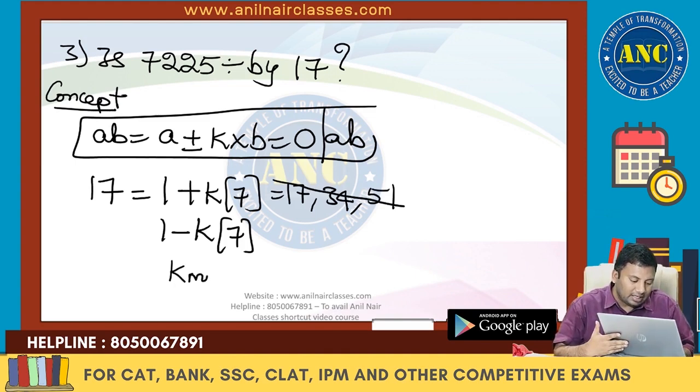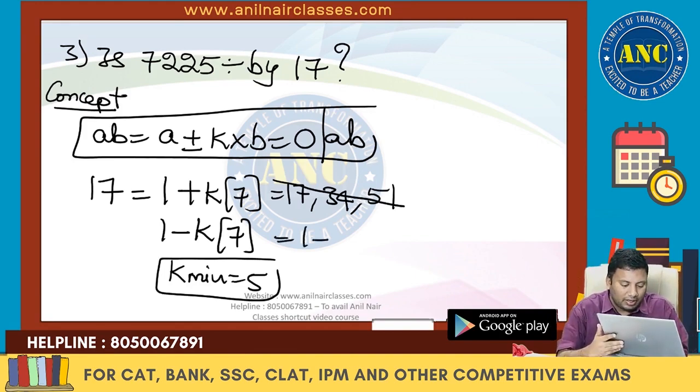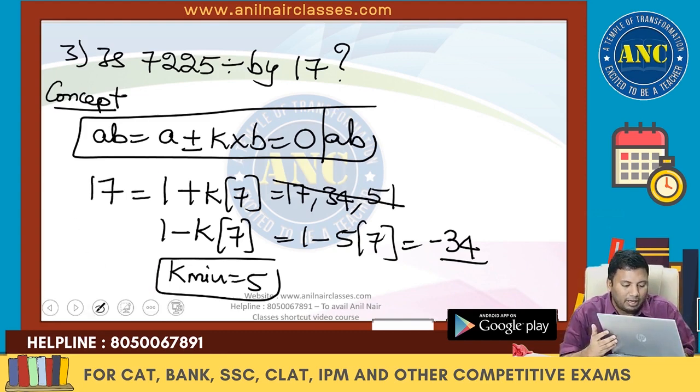Can I take the minimum value of K as 5? Why? Because this will become 1 minus 5 into 7, which is minus 34. Minus 34 is divisible by 17. So K minimum is 5.